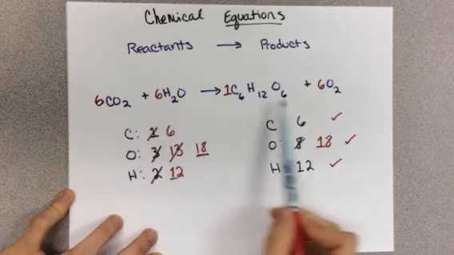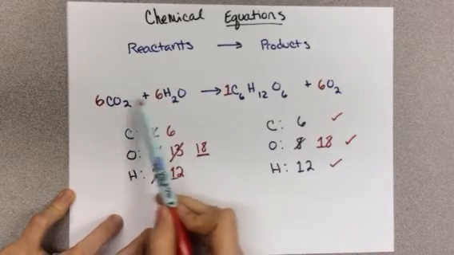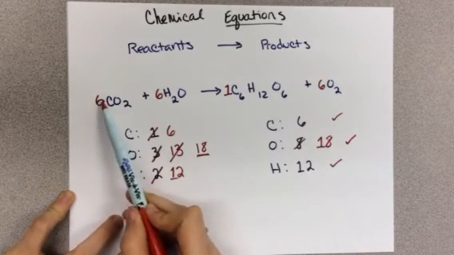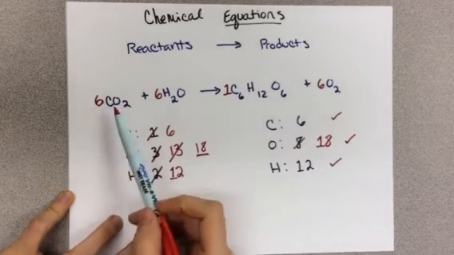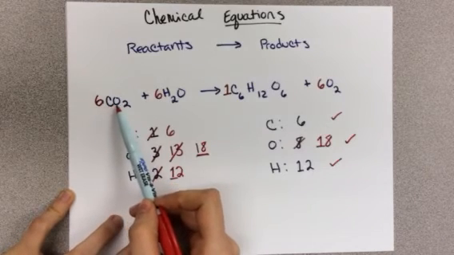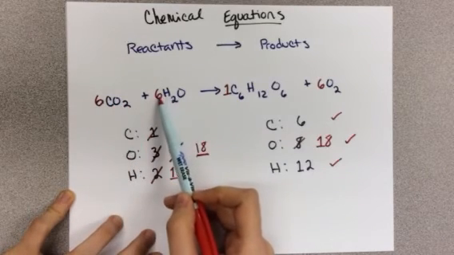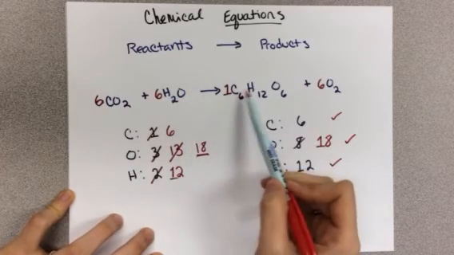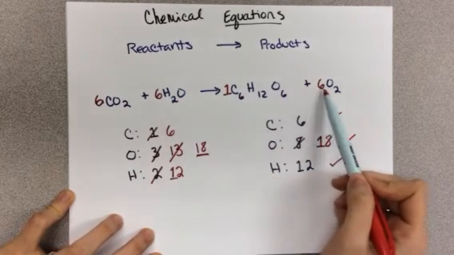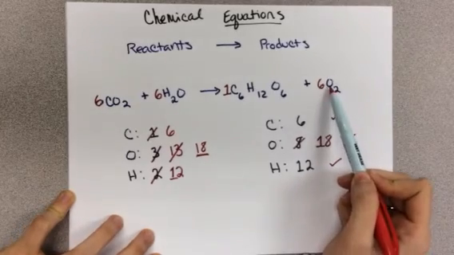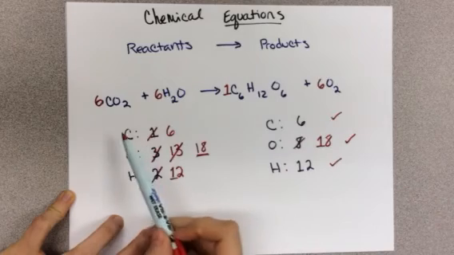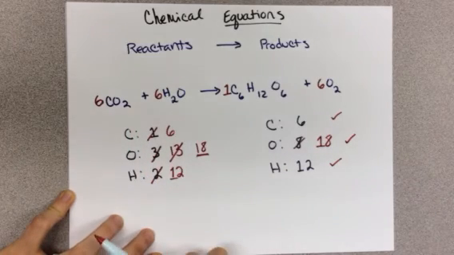Okay, and you can check it just to make sure, but now we have a coefficient in front of each molecule. And if I were to read this, I would say 6 molecules of carbon dioxide react with 6 molecules of water to yield 1 molecule of glucose and 6 molecules of oxygen gas. That would be the appropriate way to read this equation.